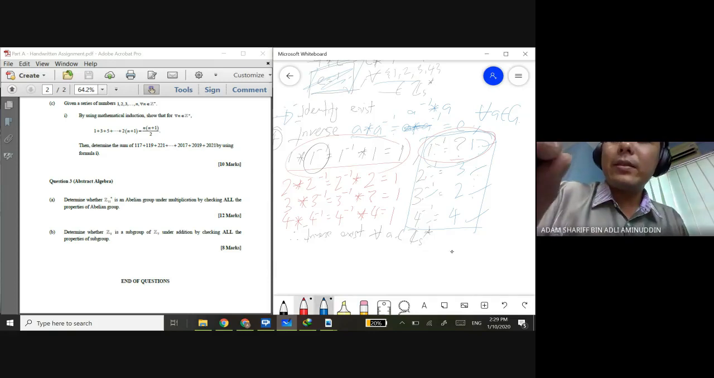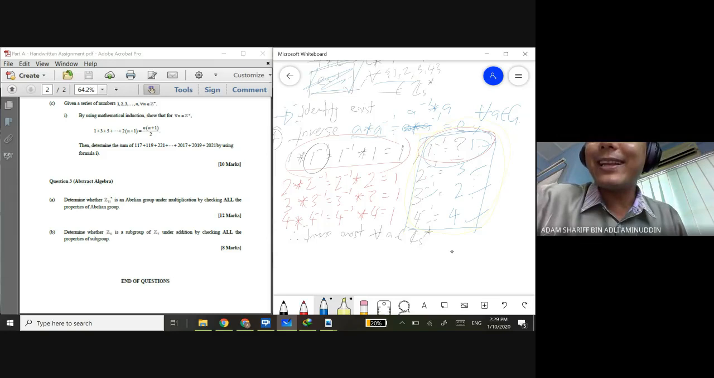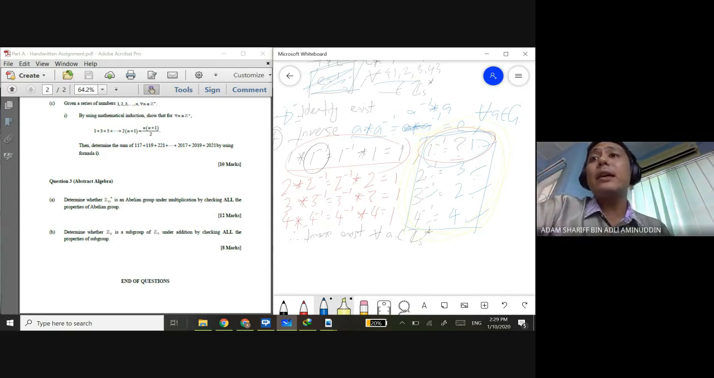Yang penting, ini yang saya cari. Ni, saya bulat lagi. Yang ni. Itu jawapan yang sebenar-benarnya. Sini saja, okay. In the yellow color here, 4 marks exist there.